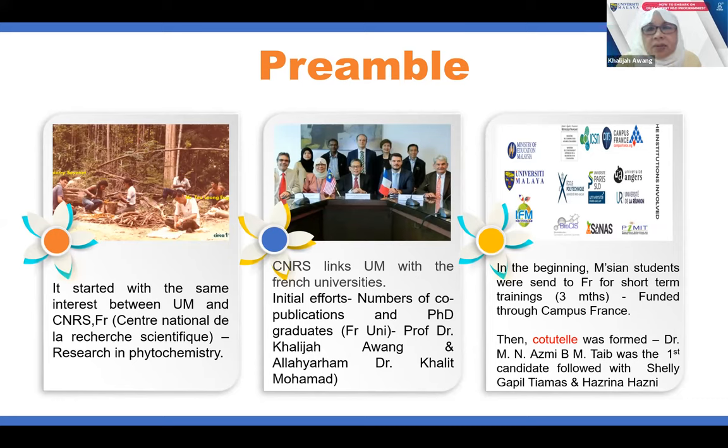Since year 2000 until year 2012, we sent many young scientists for training in France for the duration of 1 to 3 months. Most of my master's and PhD students got the chance to go over there, to have training so that they have the exposure on how the top laboratories work, and this experience will make them more mature and better scientists.